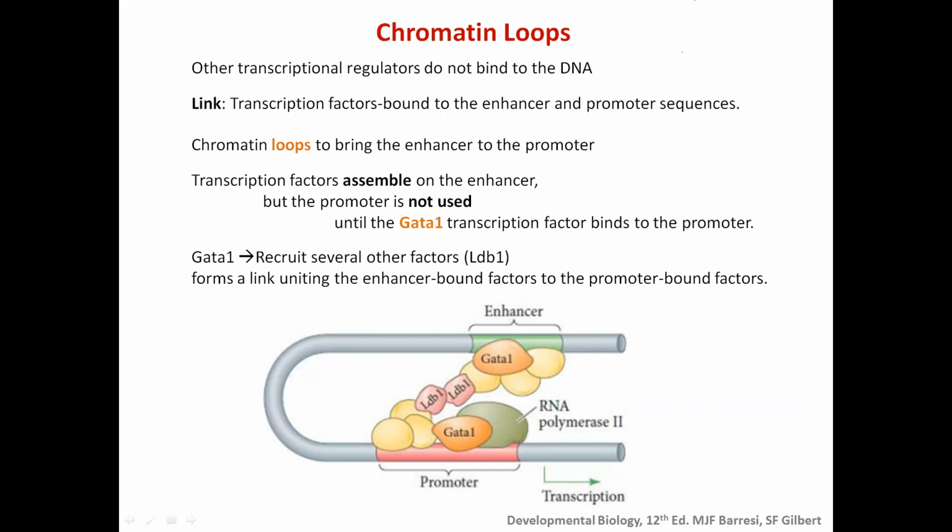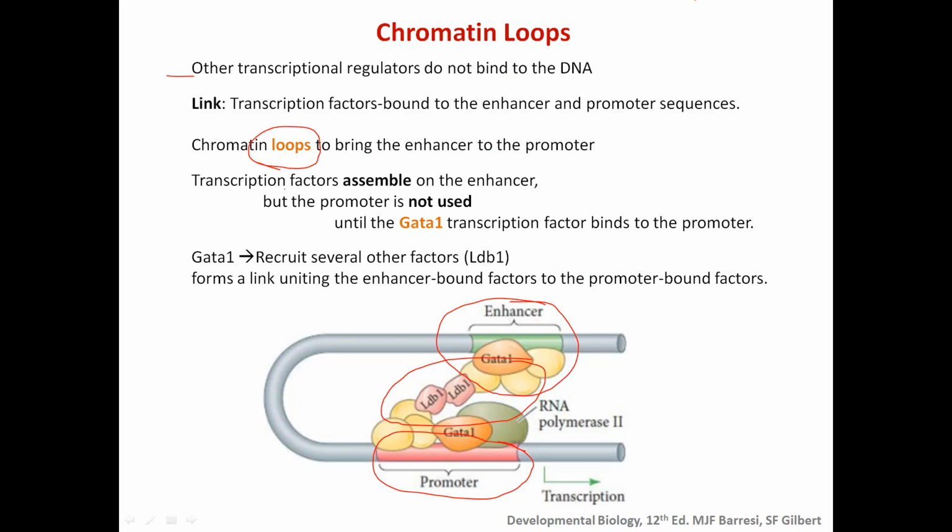Other transcription regulators do not bind to the DNA. They bind with the transcription factor bound at the enhancer site and the transcription factor bound at the promoter site. So these other transcription factors make a bridge, or a link, between the enhancer and the promoter. So the chromatin loops. In the beginning it is a straight line, now it is a loop so that the enhancer and promoter can be brought together, and this is only possible because of the transcription factors.